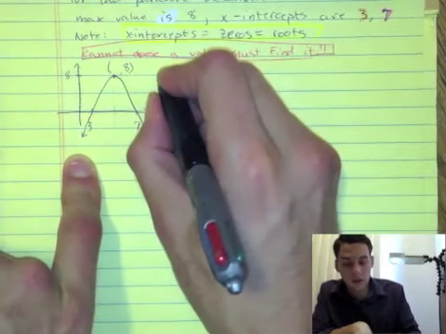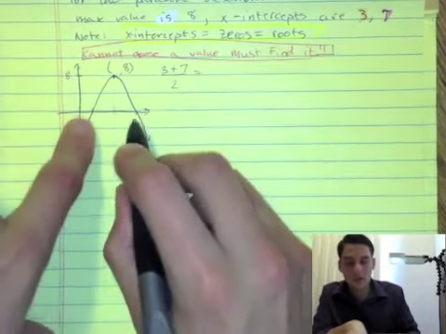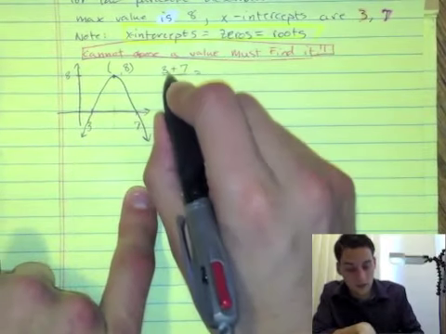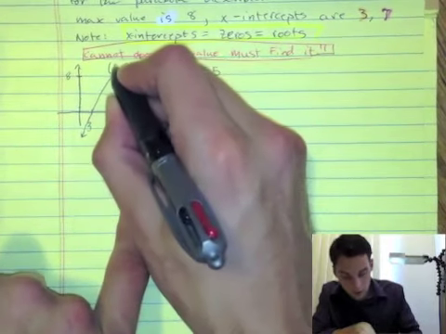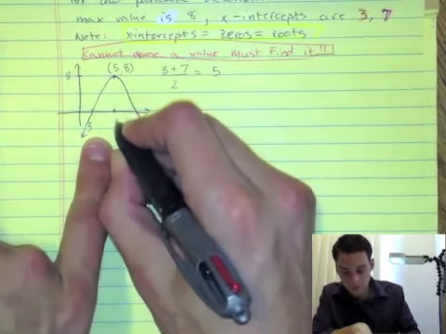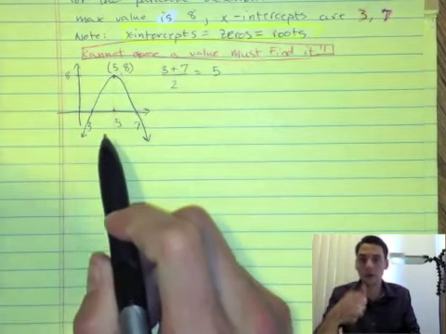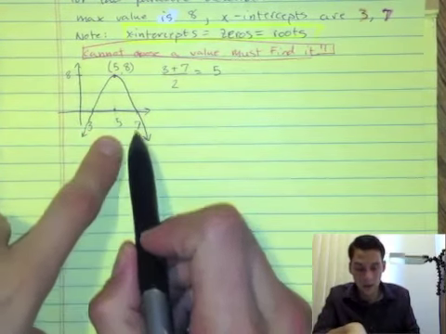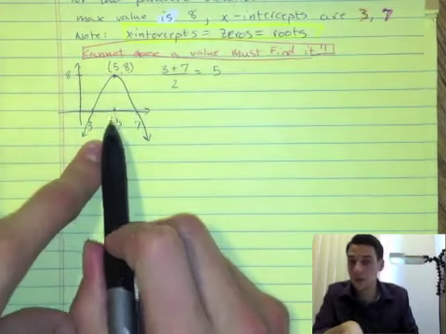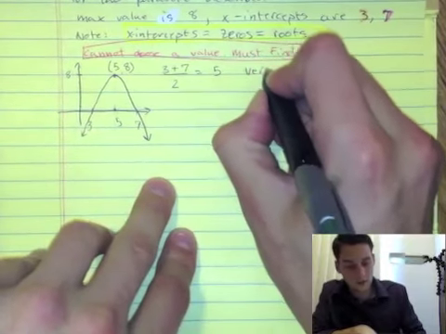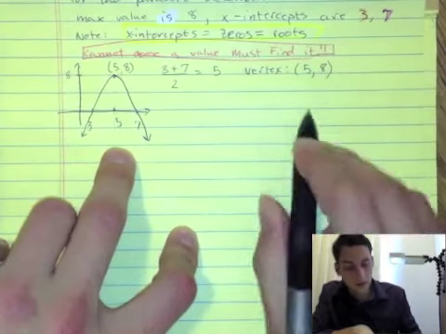So we just go 3 plus 7 divided by 2. This is taking the average of the roots or the x-intercepts. 3 plus 7 is 10, divided by 2 is 5. So the x-coordinate will be 5. And we can check this. How far away is 3 from 5? Well, 3, 4, 5, it's 2 away. And then how far away is 7 from 5? 5, 6, 7. It's 2 also. So it's directly in the middle, right where it should be. So the vertex is located at 5, 8, and we'll use that later.